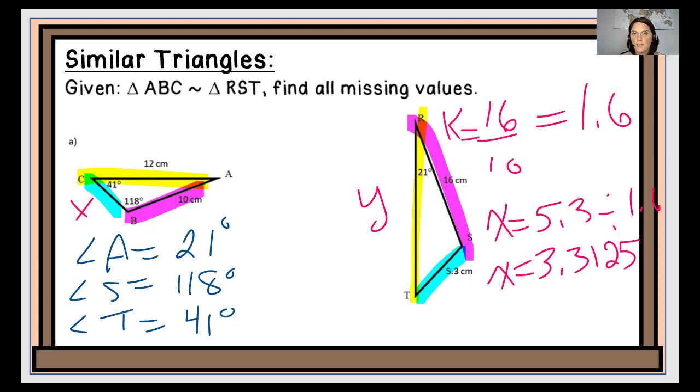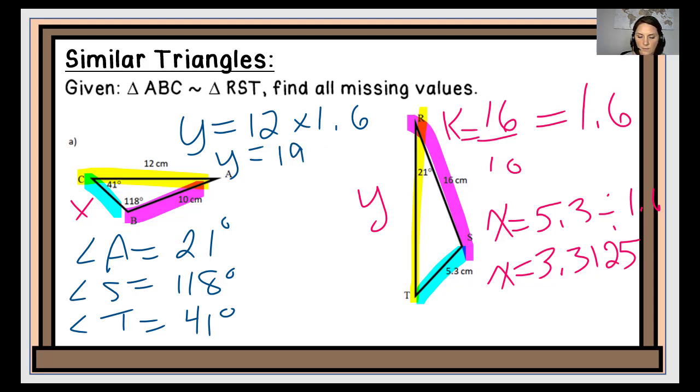Next, we're going to look for side length Y. Y is in the larger triangle, and Y corresponds with side length AC, which is 12. So we're going to take 12 and multiply it by our scale factor K, which is 1.6. 12 times 1.6 is 19.2. For good communication, we should add our units, so centimeters, and for X, it's also centimeters. Now we've found all of the missing angles and all of the missing side lengths.